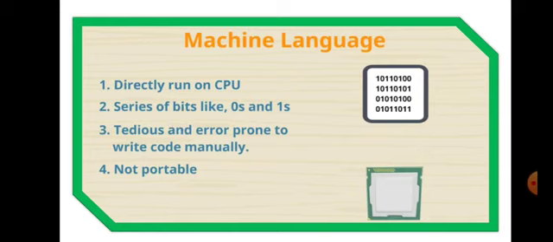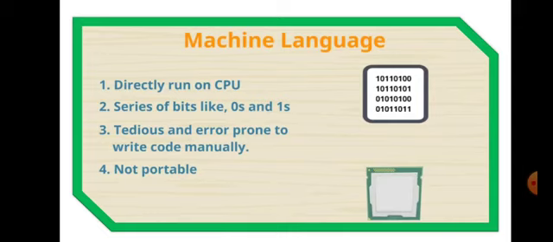Number 3, tedious. Tedious means very complicated and error prone. A lot of errors will be generated when writing code manually. And 4, not portable. That is, the machine language written for one particular computer cannot be transferred to another computer. It is specifically meant for that particular computer alone.